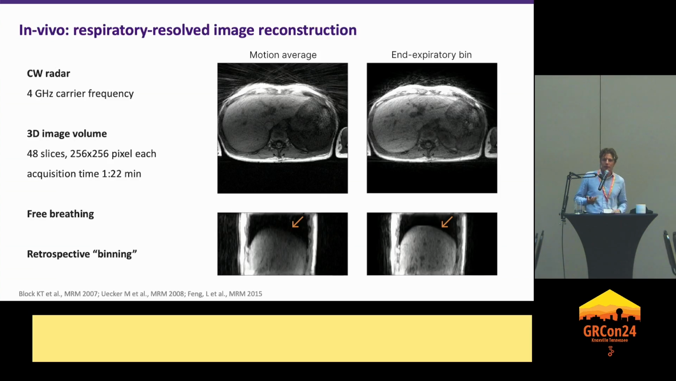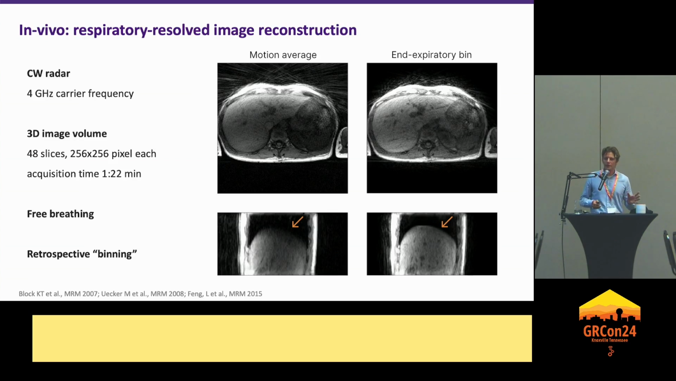Now, as a radiologist, I want to know, can this be useful to actually help us make better pictures? Here we are acquiring a 3D volume of the liver. Once again, we are doing continuous data acquisition on the MRI side and sort all these MRI samples after the fact based on the radar signal.